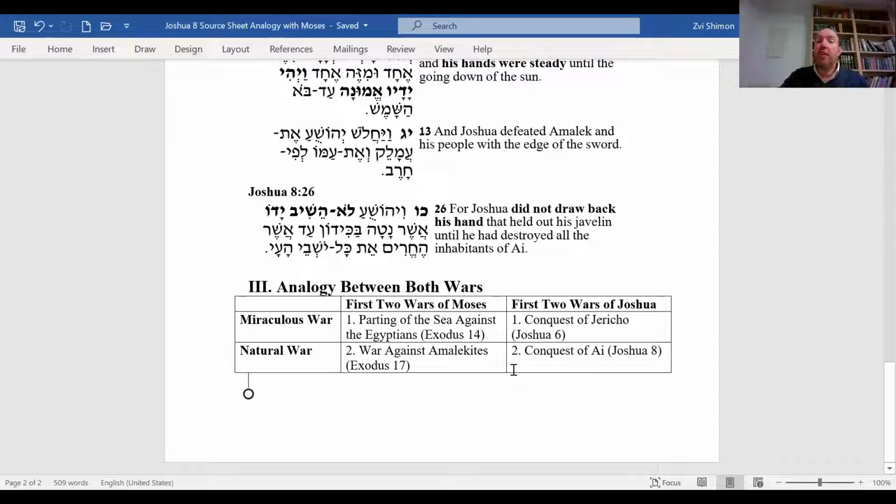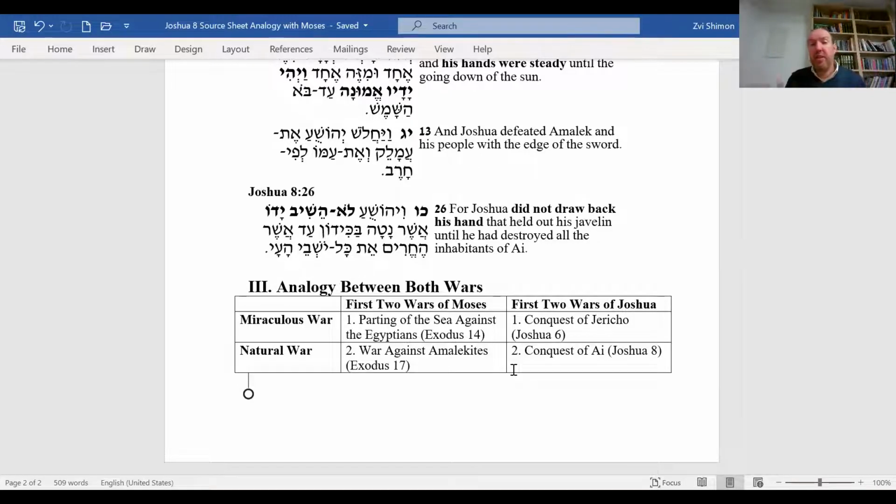And what's interesting is that the flow of both wars is a movement from a miraculous war of walls miraculously coming down to a natural war where the Israelites overcome their enemy by the sword. But in both instances, there's also a sign reminding us of God helping the Israelites, either the hands up or the sword up. But we see a gradual movement with regard to both leaders, from an outstanding miracle to a natural war.